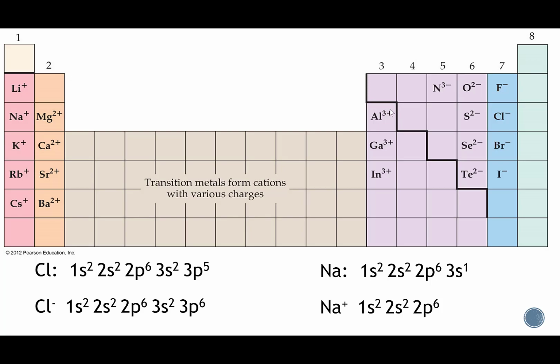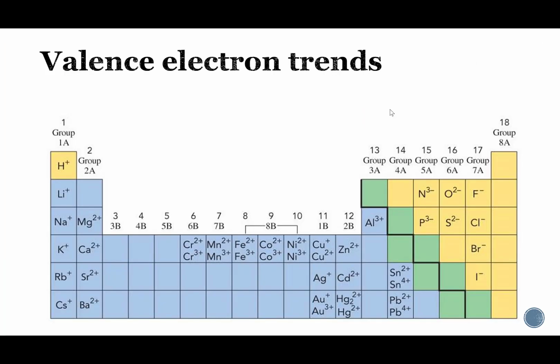So now you have all the tools that you need to correctly predict what type of ion is going to form. And this is going to be so incredibly important when we start to make compounds with these ionic compounds. Okay, just another valence trend slide, and that's it.